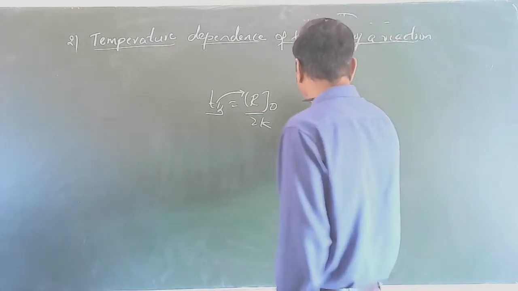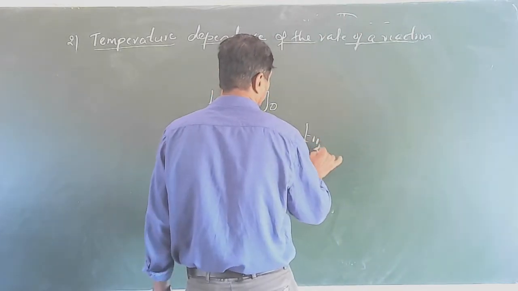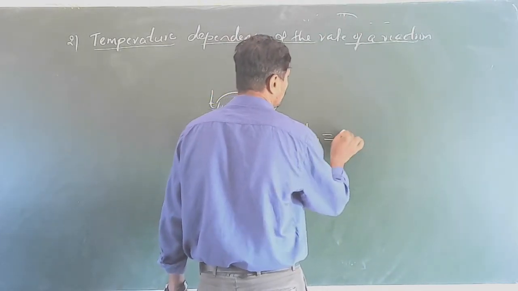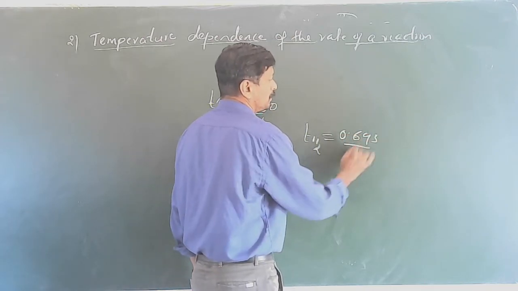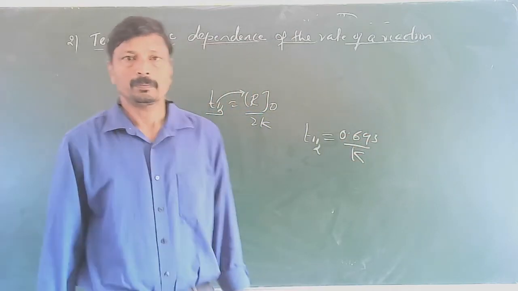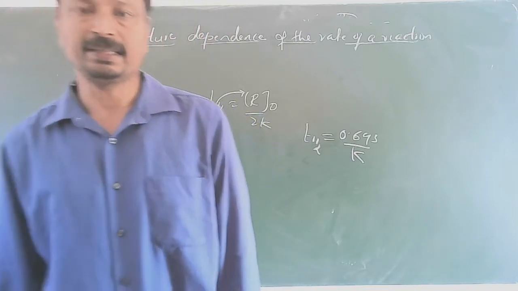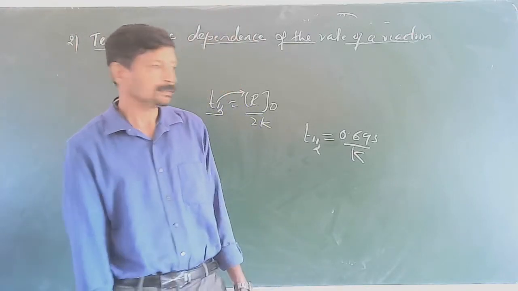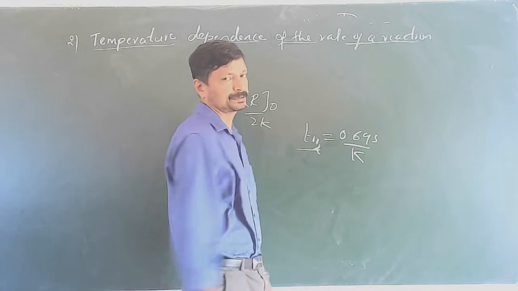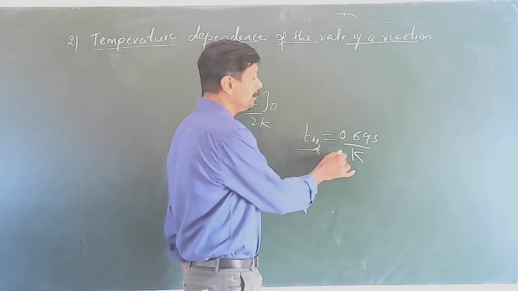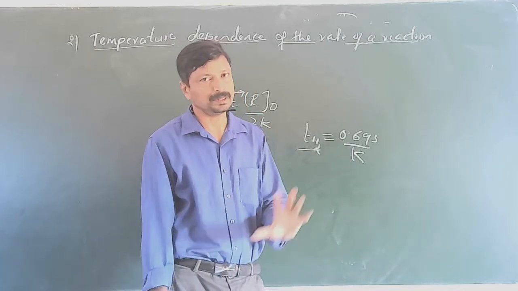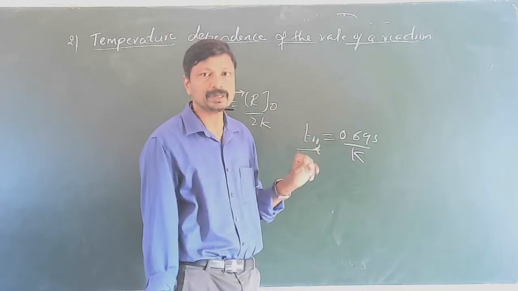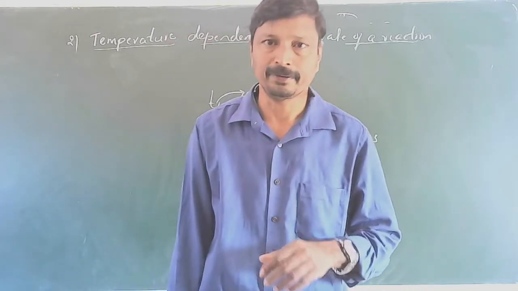And for first order reaction, T half is equal to 0.693 by K. This shows that half-life period for a first order reaction is independent of initial concentration. There is no concentration term in this expression. Therefore, it is independent.